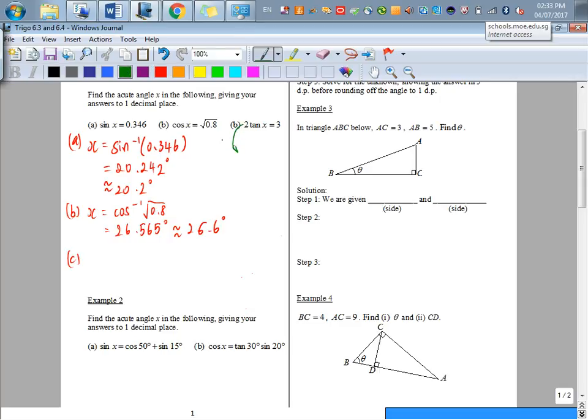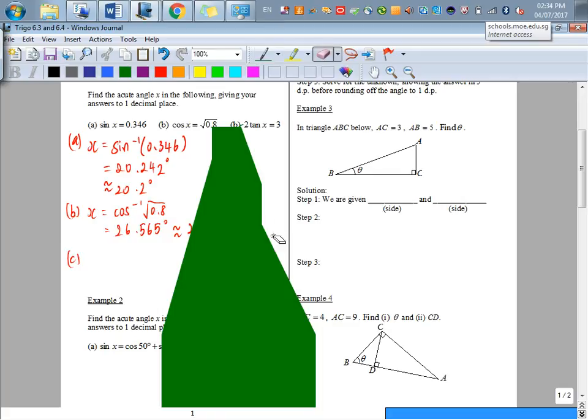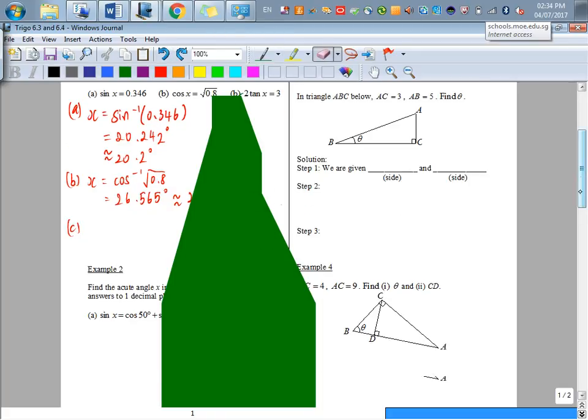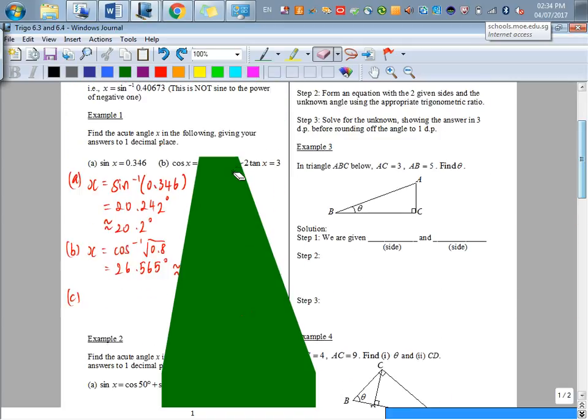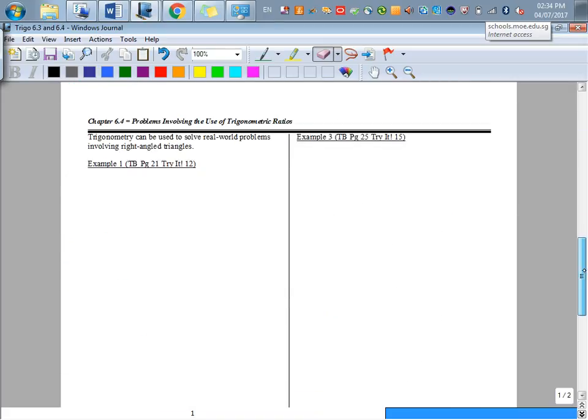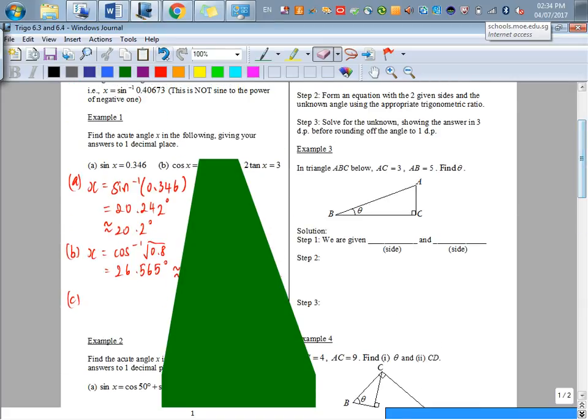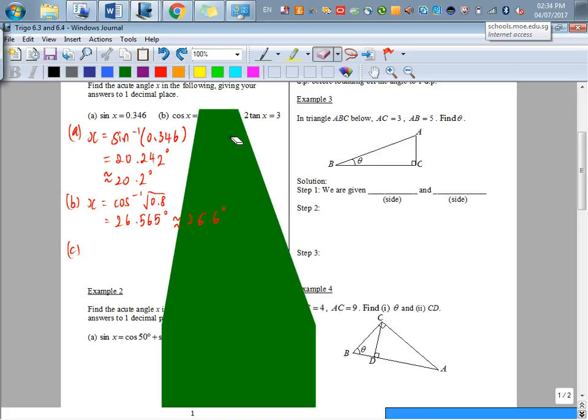Here we divide by... Wow. What is this? Hey! Yeah. Can see or not?